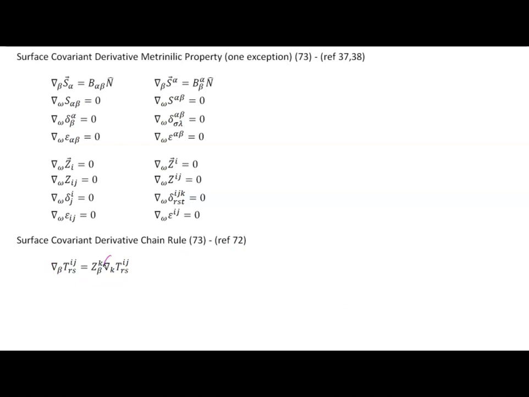So again, this operation is related to this operation by means of the shift tensor.